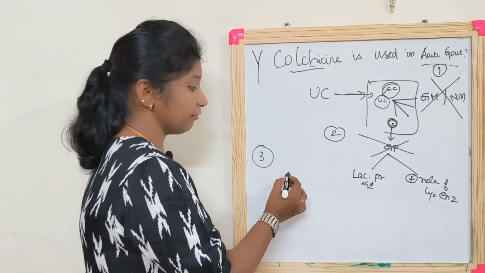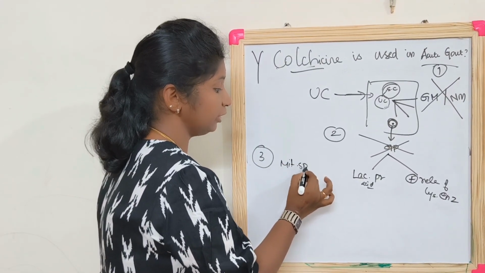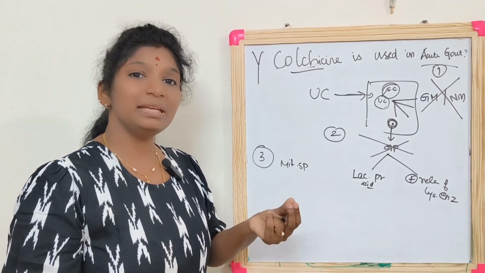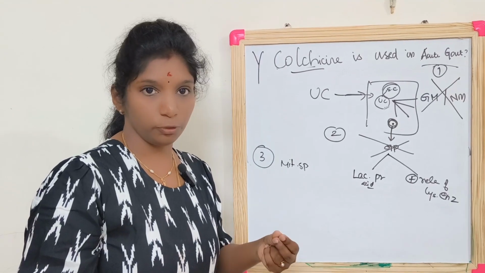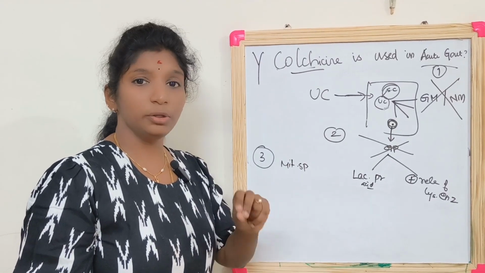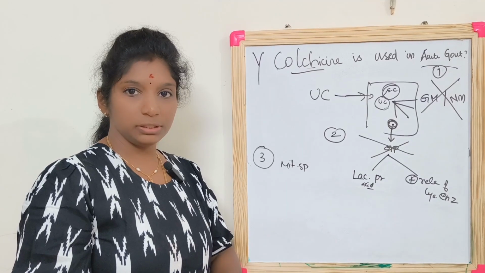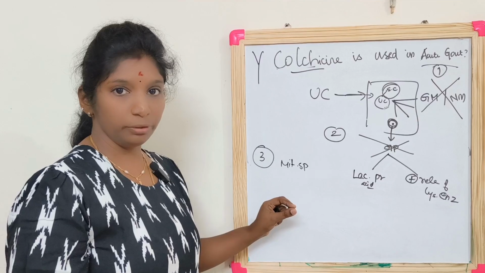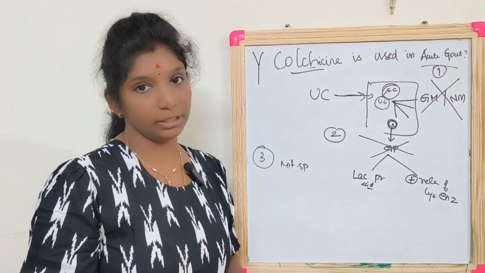Thirdly, it will also affect the mitotic spindle in the neutrophil. When the mitotic spindle is affected, what happens? There will be a decrease in the multiplication of neutrophils, or it will inhibit neutrophil multiplication. In turn, there will be decreased inflammation of the joint. So these are the three important reasons why we give colchicine in acute gout.